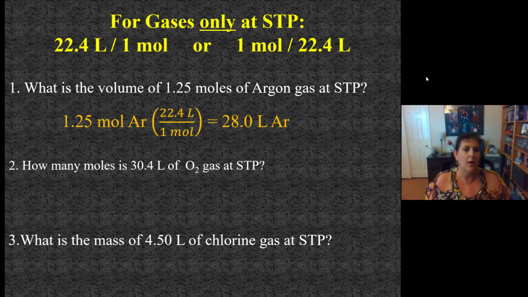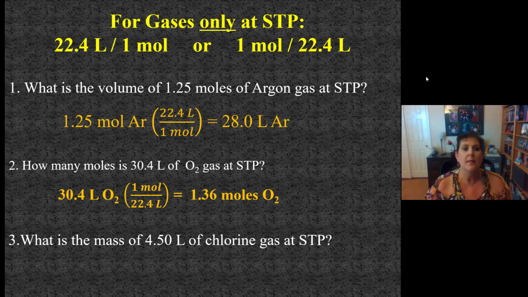All right, I hope you practice number 2 and 3 on your own. Number 2: How many moles is 30.4 liters of oxygen gas at STP? Start with what you know, 30.4 liters. This time, we need liters on the bottom to cancel out. So we're going to write 1 mole over 22.4 liters. Liters cancel. That gives us 1.36 moles of oxygen gas.